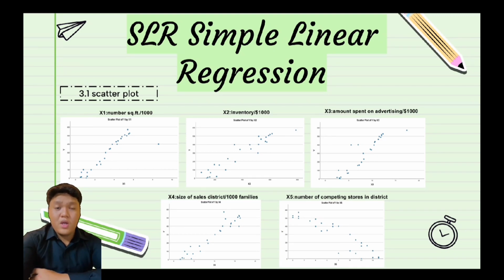I will present to you about SLR or simple linear regressions. So this is our scatter plot. For data x1 is a number square feet per 1000. For data x2 is a inventory per $1000. For data x3 is amount spent on advertising per $1000. For data x4 is the size of sale district, and x5 is a number of competing store in district.